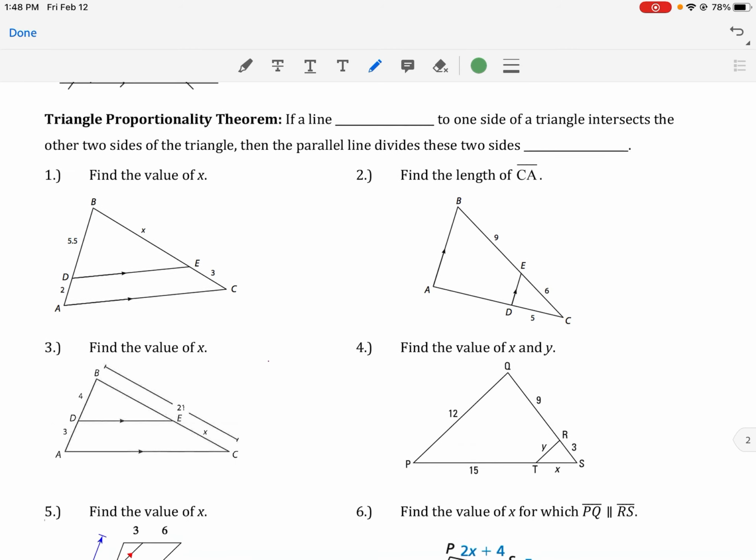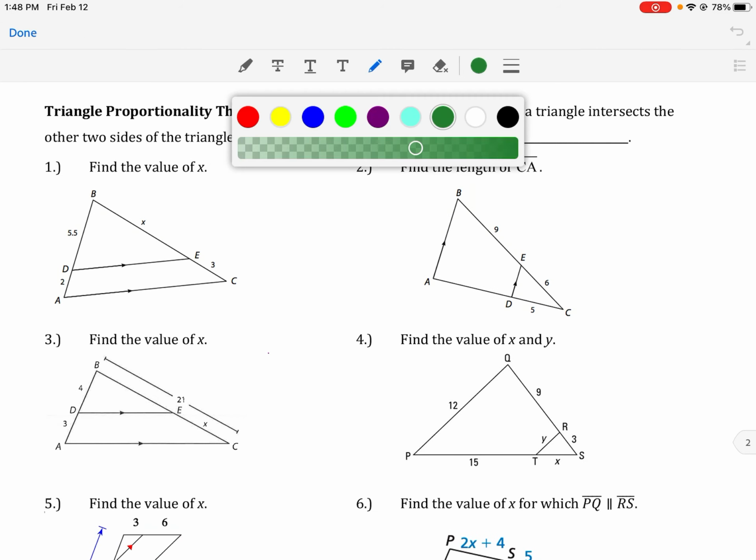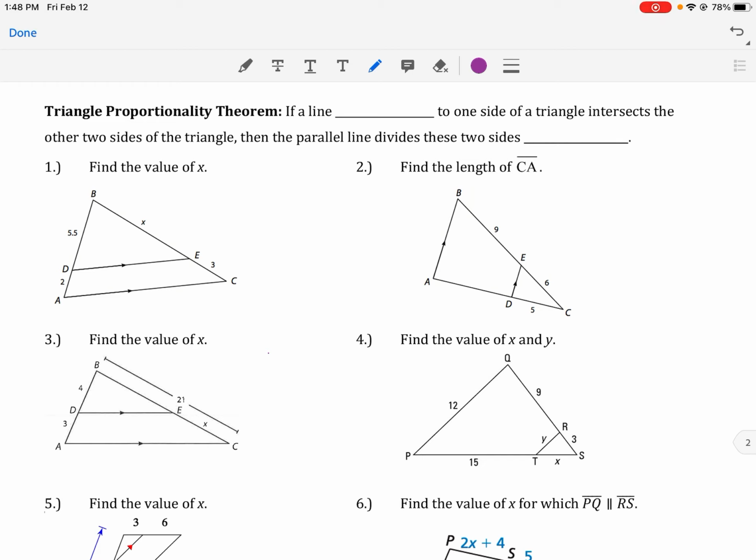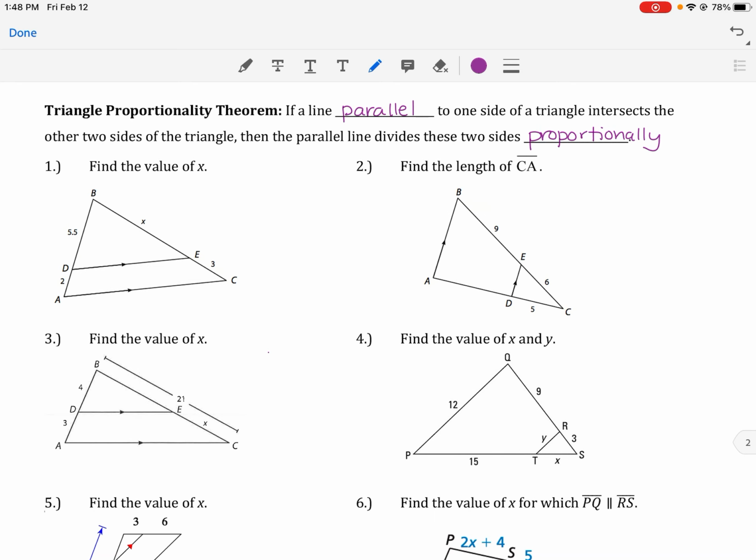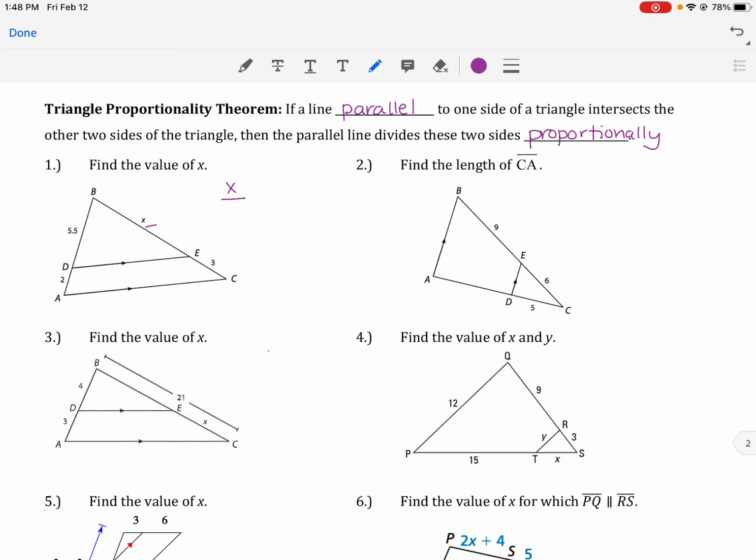Not only can we solve for angles, but we can also solve for sides. So the triangle proportionality theorem says that if a line is parallel to one side of a triangle and intersects the other two sides of the triangle, then the parallel line divides these two sides proportionally. Okay, so if we want to find x, there's lots of different ways you could set up this proportion, but let's say I start with x. If I compare x and I stay on that same side to the 3, then I've got to go to the other side and do the same one.